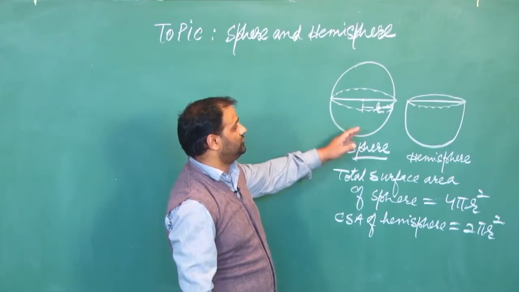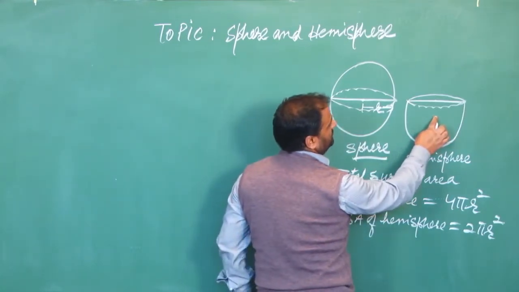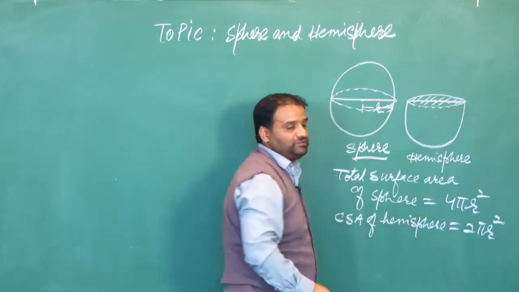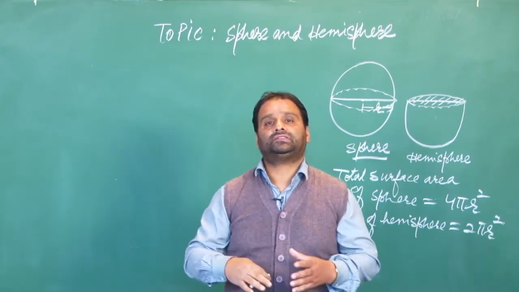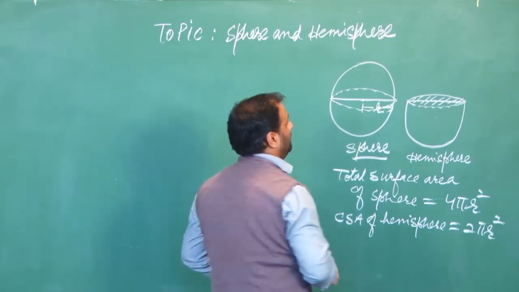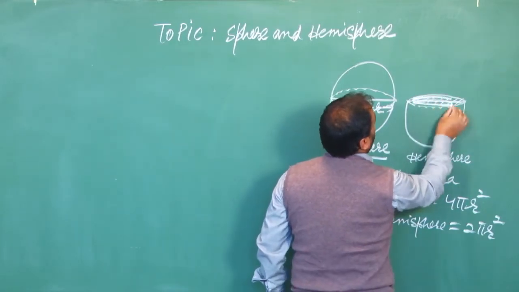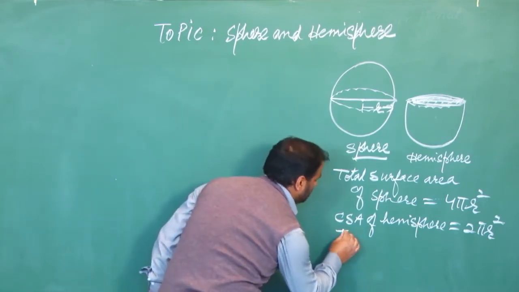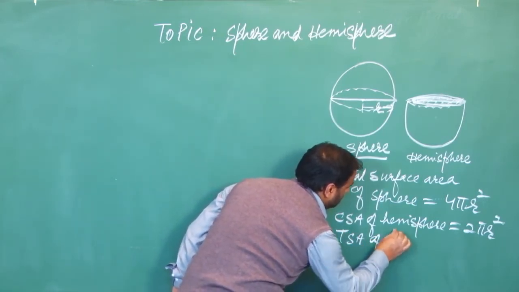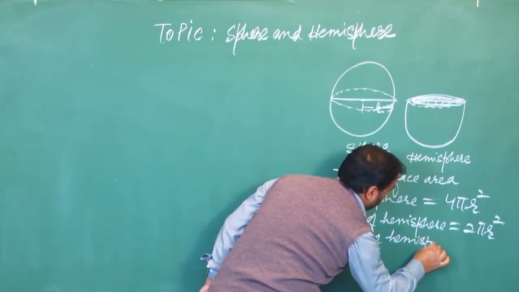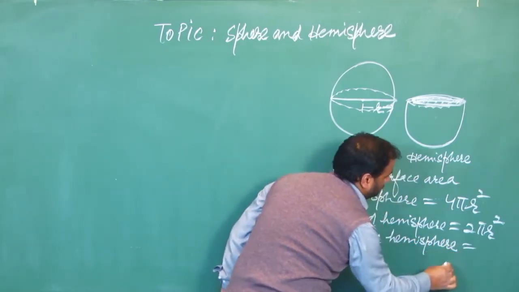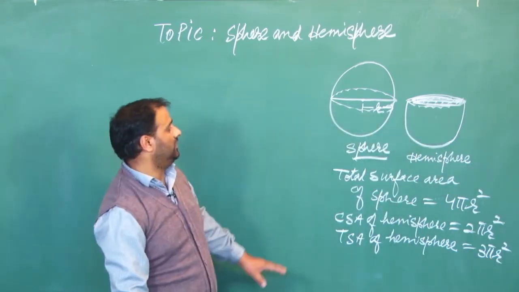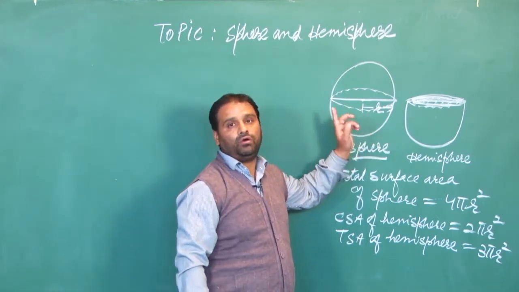If we cut a sphere into two equal halves, one half is a hemisphere, and you can see that while cutting the sphere, the top of its base gets exposed like a circular object. So if we add this circular area to the curved surface area, we will get the total surface area of a hemisphere. So the total surface area of a hemisphere is 3 pi r square.